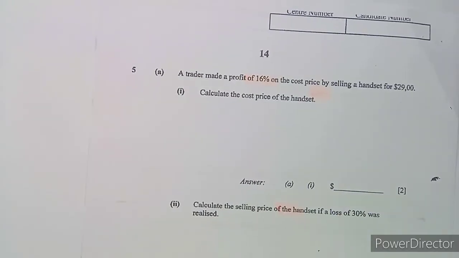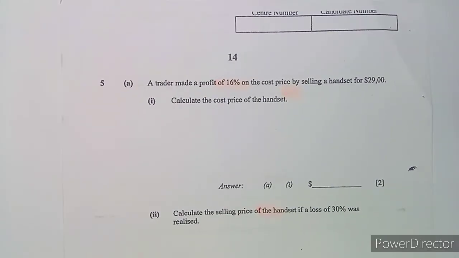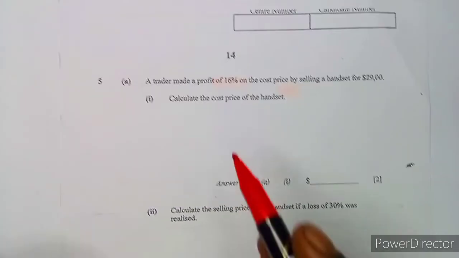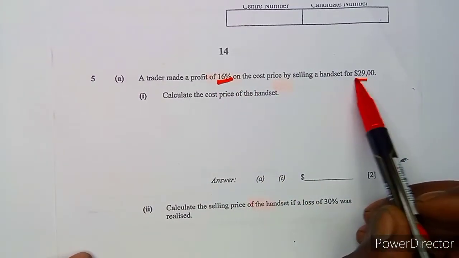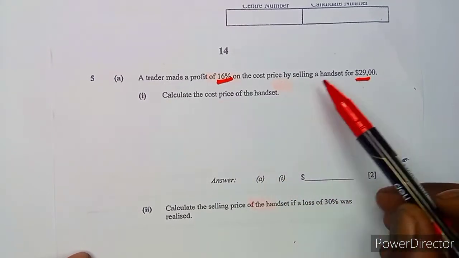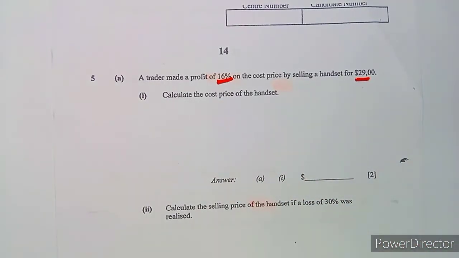Okay, anyways, we are given question 5: a trader made a profit of 16% on cost price by selling a handset for $29. Take note, there's a profit, which means it's an increase. This is the cost price. Calculate the cost price of the handset. So what is going to be the cost price?